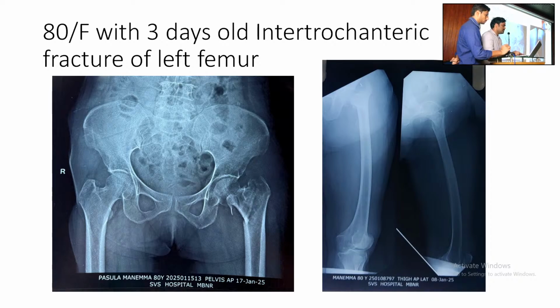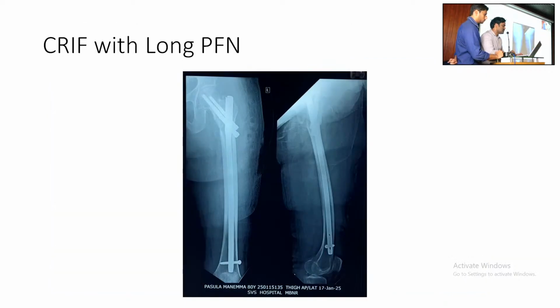An 80-year-old female with intertrochanteric fracture of left femur. It's Boyd and Griffin type 2, sir. We have done closed reduction internal fixation with long PFN.